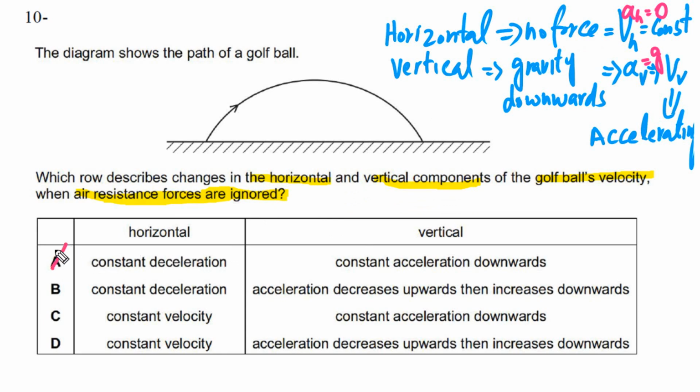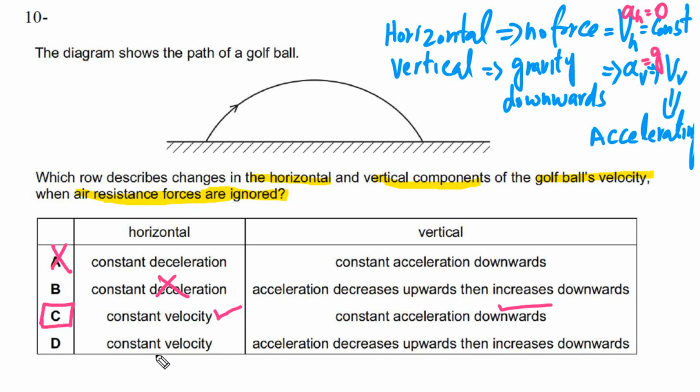Constant deceleration, this is not possible because AH has to be equal to 0. Constant deceleration, this is also not possible. Constant velocity is possible, so this is correct. Constant acceleration downward, this is also correct. So it means our best possible answer is C.